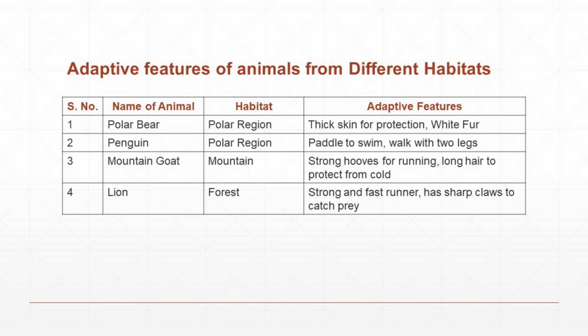Next, the lion lives in the forest. It is a strong and fast runner and has sharp claws to catch prey. They can run very fast to catch the prey. Again, they have sharp claws to tear the flesh and they can eat that food.